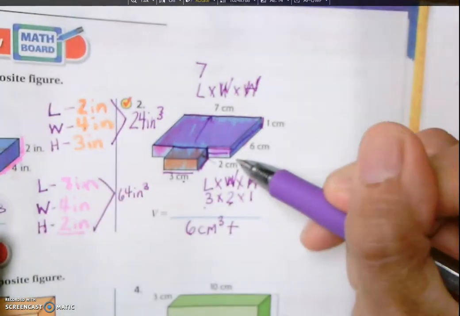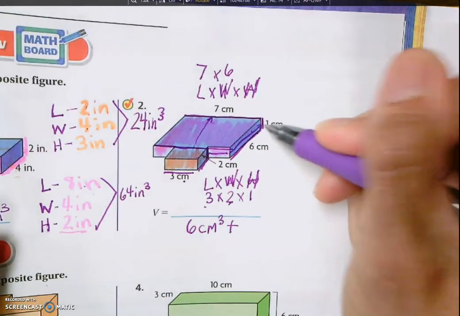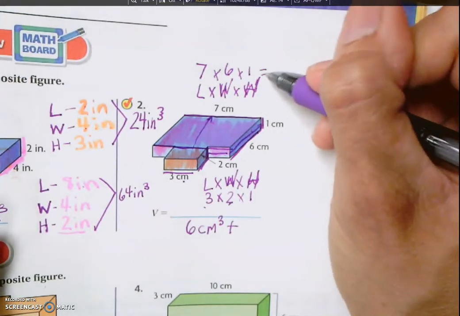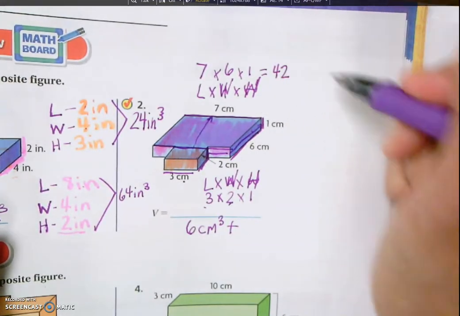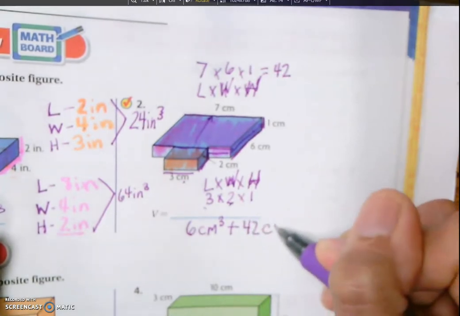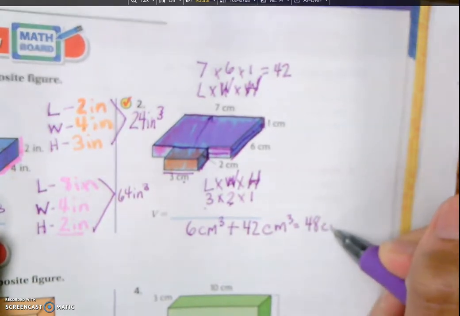And again, the order doesn't matter, but I'll change this. The width, this one, nice and easy. It tells us it's 6. Height tells us nice and easy is 1. 7 times 6 is 42, and 42 times 1 is still 42. So 6 centimeters cubed plus 42 centimeters cubed equals 48 centimeters cubed.